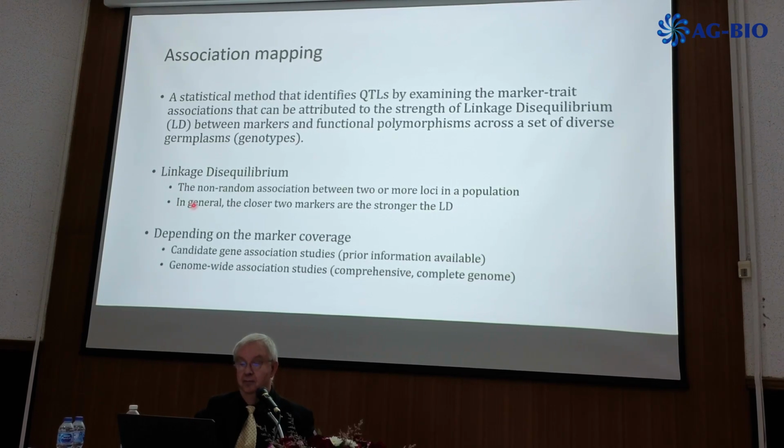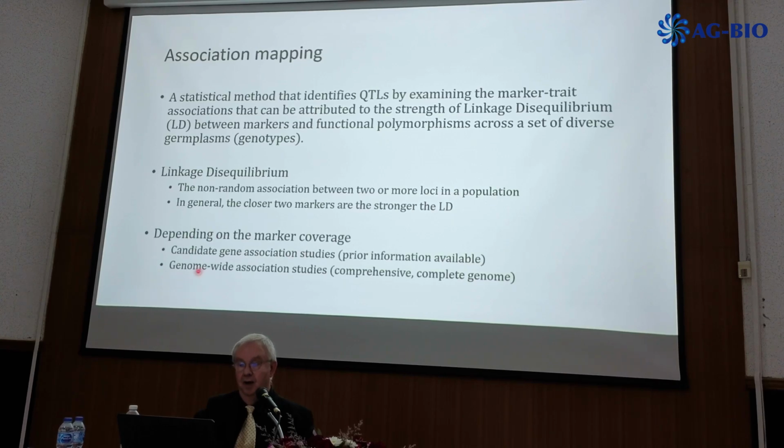Linkage disequilibrium is related but not the same as linkage, but it is the population genetics term that we use for a non-random association between two or more loci. In general, the closer two markers are, the stronger the LD, the stronger the linkage disequilibrium. And you see these magic words, in general, that means there are exceptions. Not in linkage mapping, but in LD, there are.